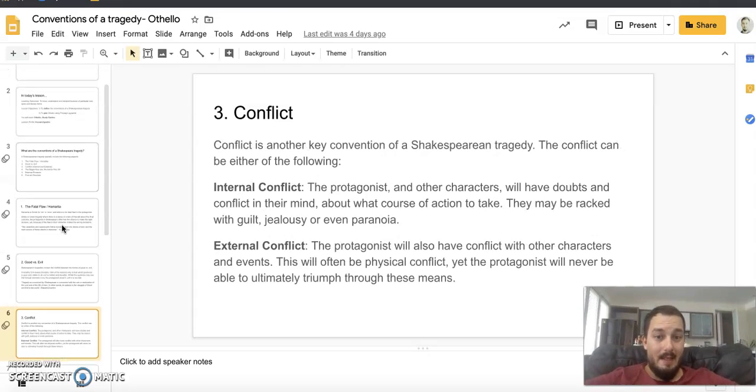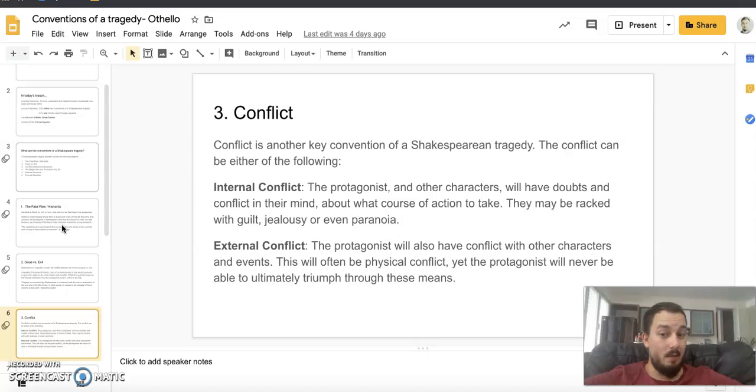Obviously, conflict is another key convention of a Shakespearean tragedy. So it can be internal conflict. The protagonists may have doubts, they may have conflict in their minds about what course of action to take. They may be racked with guilt, jealousy, or even paranoia. That's obviously very relevant to Othello. Don't get confused between jealousy and envy. Okay, so remember, envy is when you see what somebody else has and you want it. Jealousy is when you are scared of losing something you already have.